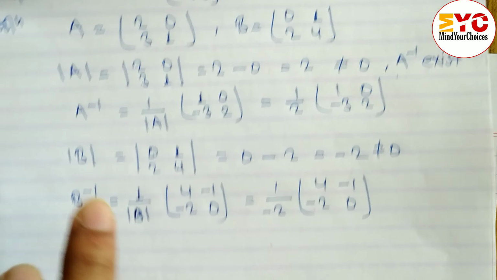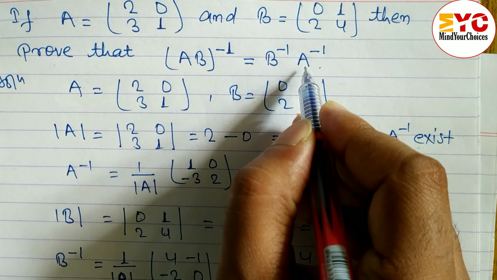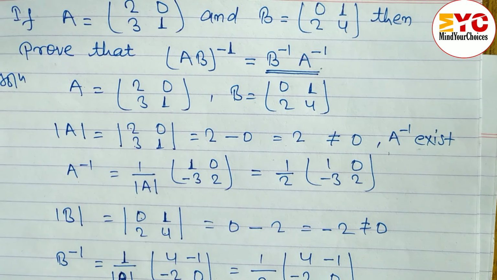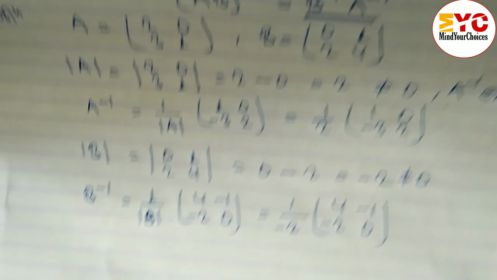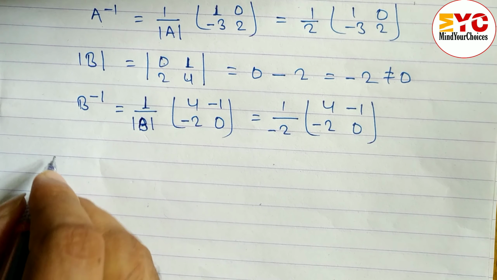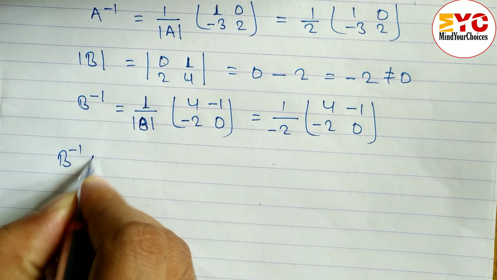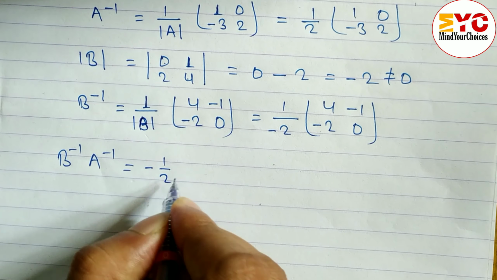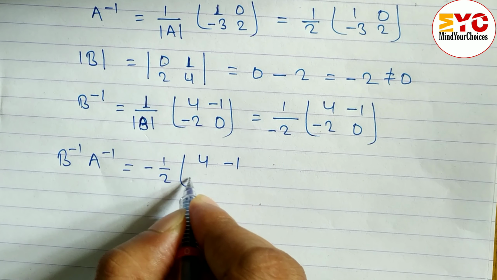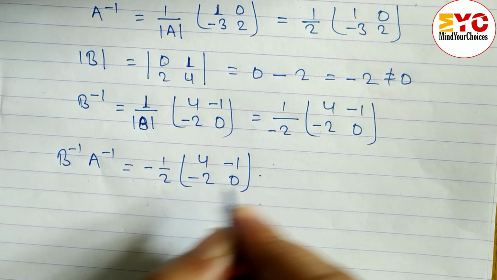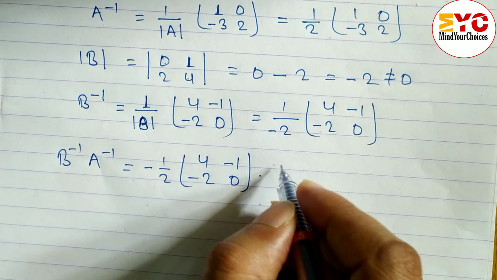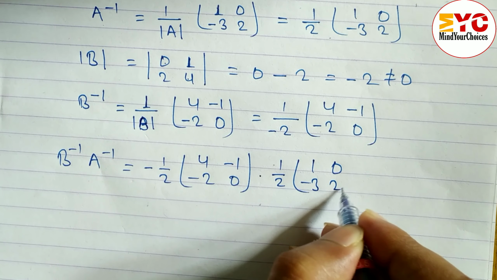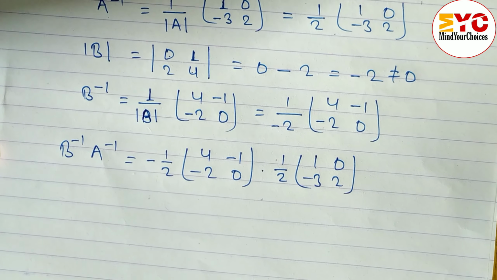Okay, now B inverse we found, A inverse we also have found, and we have to find the product B inverse A inverse. B inverse is equal to minus 1 by 2 times the matrix 4, minus 1, minus 2, 0, and A inverse is equal to 1 by 2 times the matrix 1, 0, minus 3, 2. Now let's multiply these.